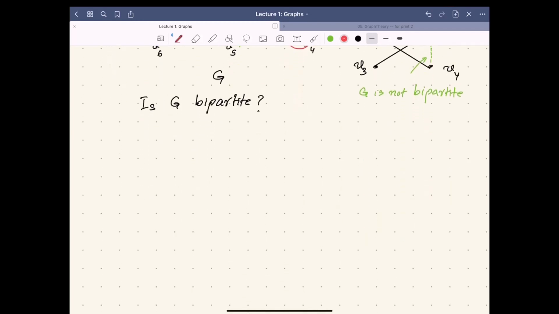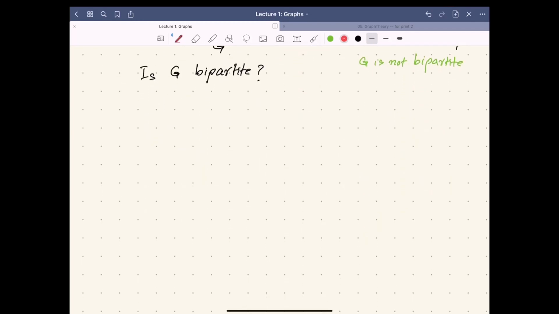For another example, we will have these vertices, 1, 2, 3, and here we will have one more, and here we will have one more. So I'm just drawing the graph, and here also we are going to have one.